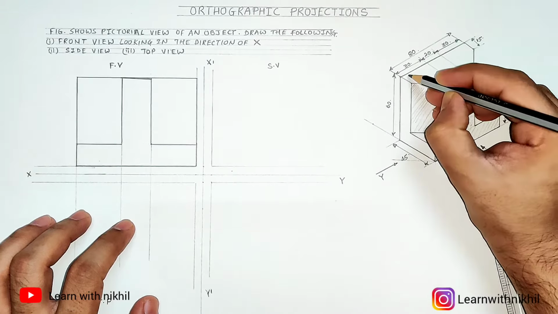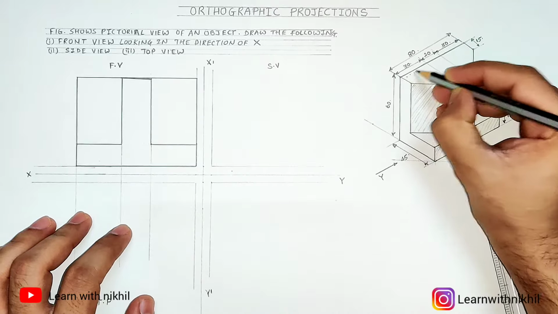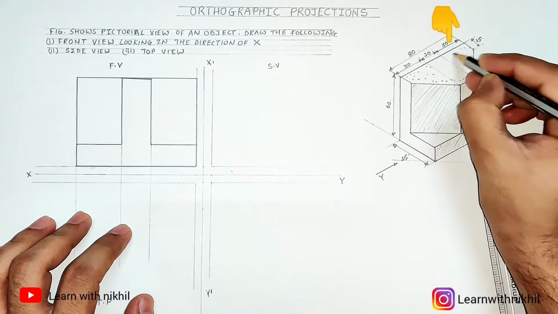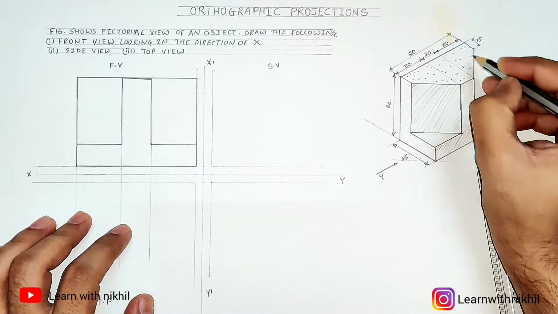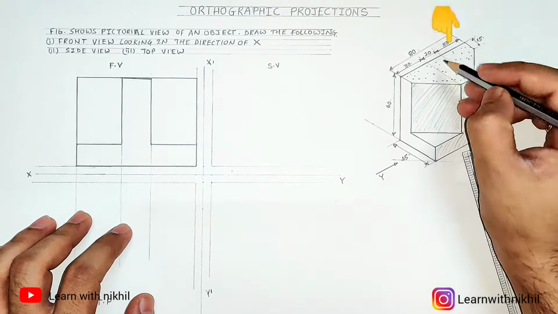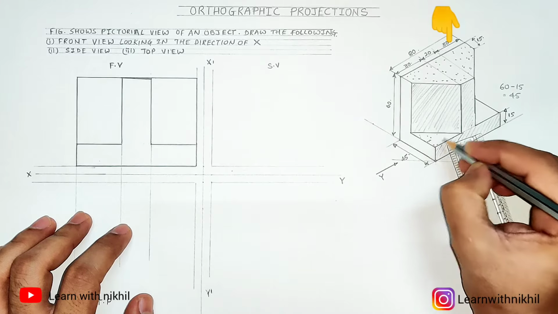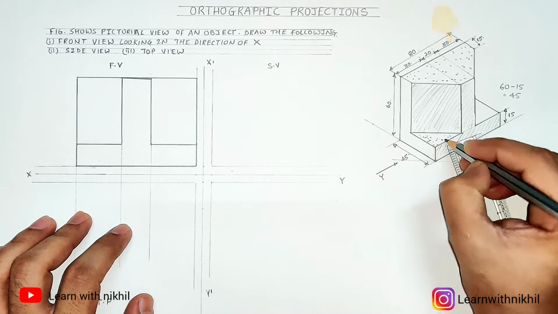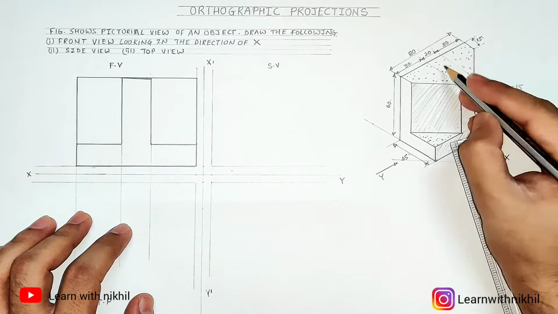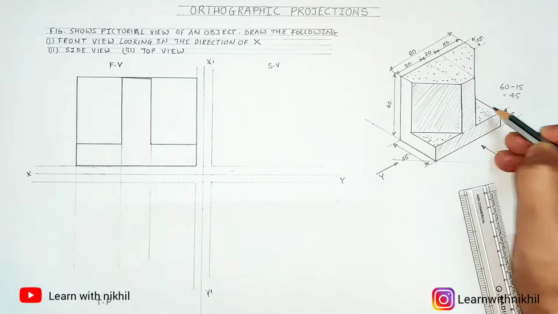Now for drawing the top view, again I'll just highlight with dots which part is visible from the top view. So this whole part is visible from the top view, and these two triangles which are on both the sides are visible from the top view. This part and the other triangle.